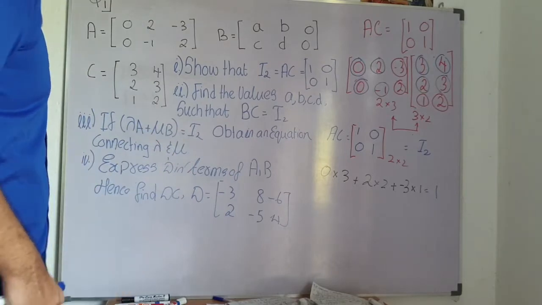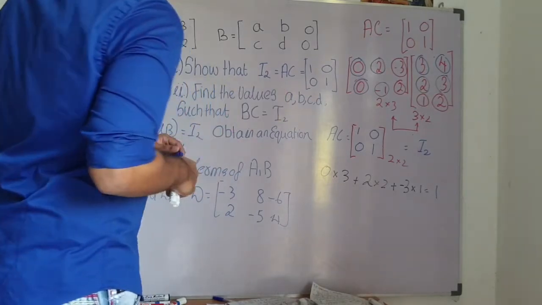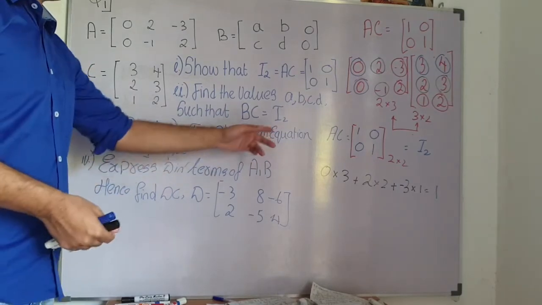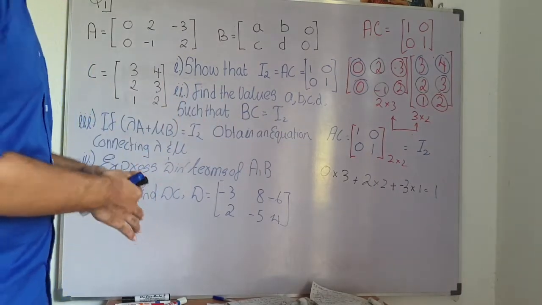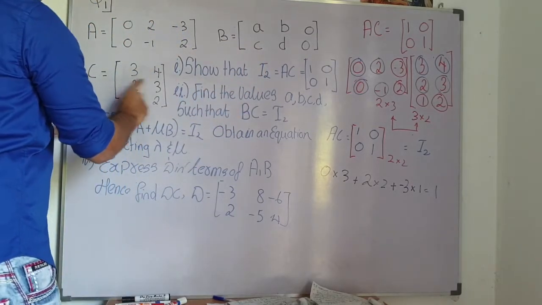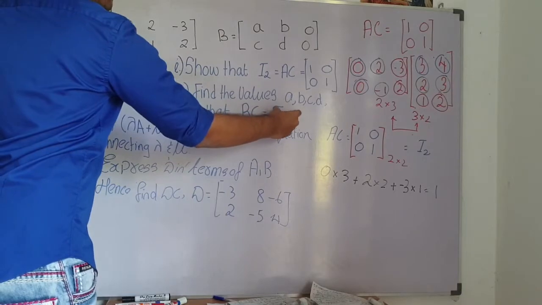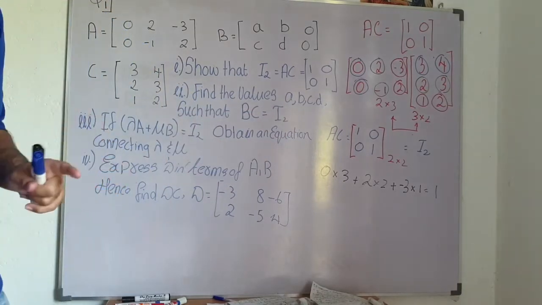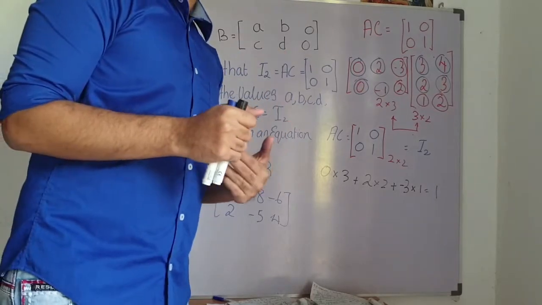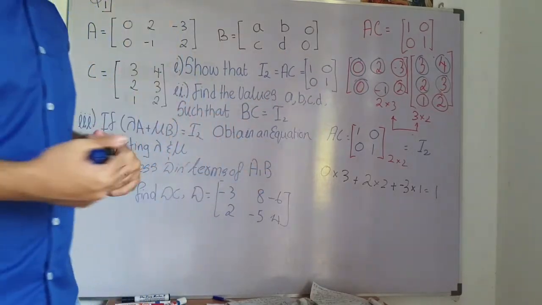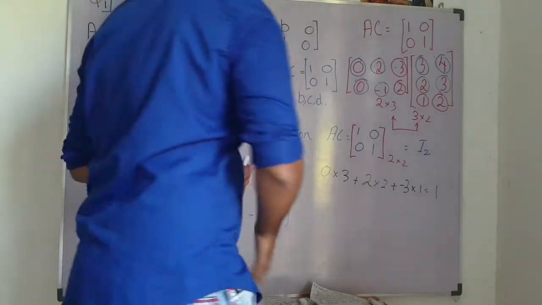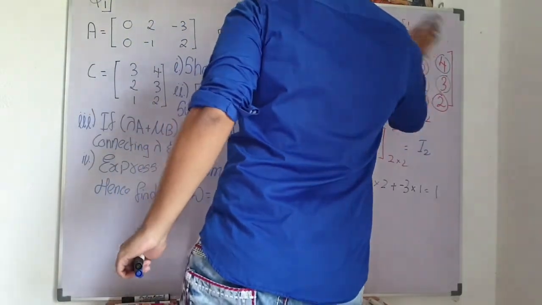So in the second question they say find the values of A, B, C, D such that BC equals I2. So they have given a hint in order for you to understand what it means. They say for you to multiply B and C and equate that to the identity matrix of order 2. This subscript 2 means that it's the identity matrix of order 2. So I'll erase this part.